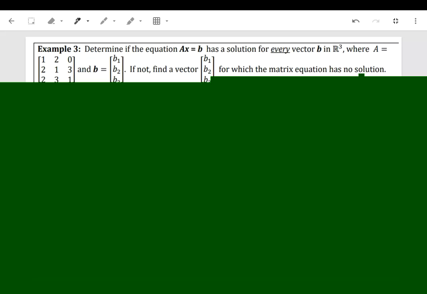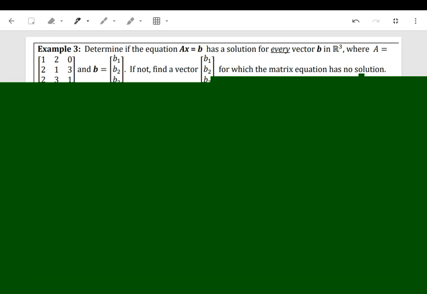Okay, here's a solution to your example 3 in the 1.4 notes. Determine if the equation Ax = b has a solution for every vector b in R3. And then I've got the setup laid out for you here.